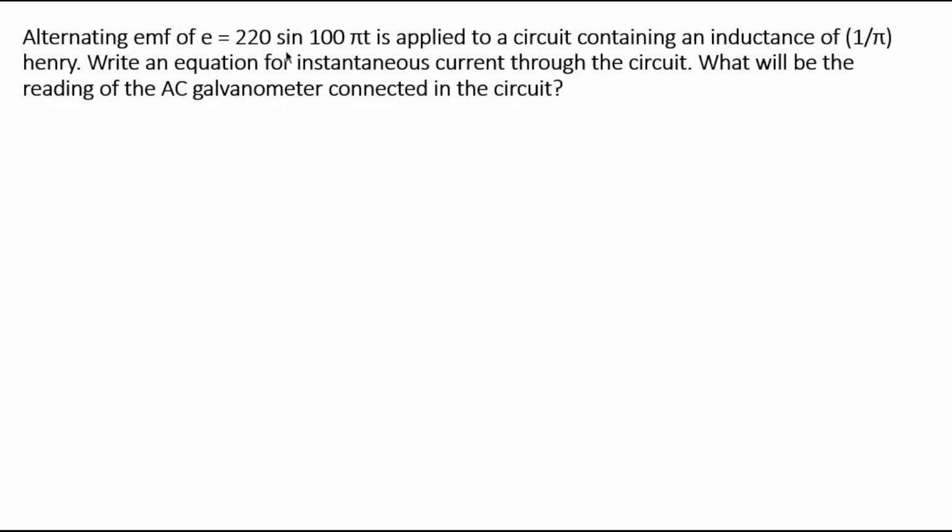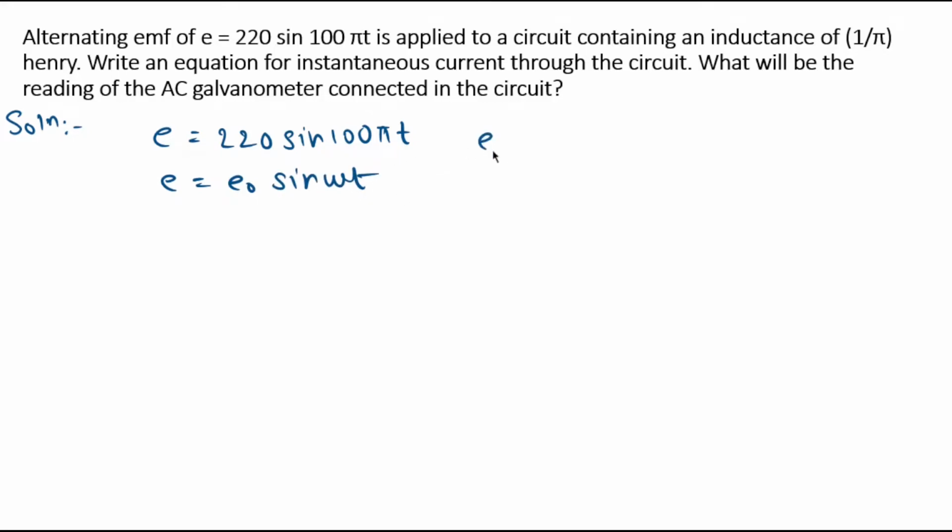Alternating EMF of E equal to 220 sine 100 pi t is applied to a circuit containing an inductance of 1 by pi Henry. Write an equation for instantaneous current through the circuit. What will be the reading of the AC galvanometer connected in the circuit? So solution, we have been given the expression for instantaneous EMF, which is E equal to 220 sine 100 pi t. Comparing it with the expression of EMF E equal to E naught into sine omega t, we get E naught is given to us as 220 volt and omega is given to us as 100 pi.